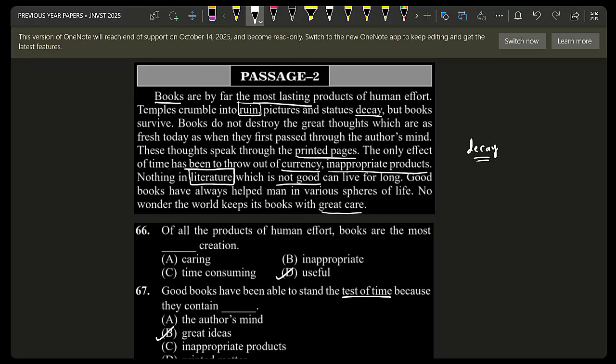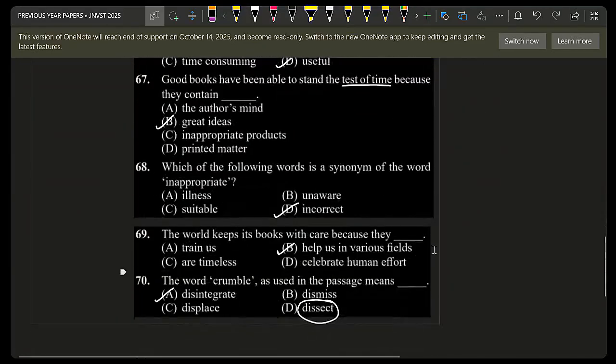Okay. Sir, 68th question, option B. What is the meaning of unaware? Unaware means you don't know. We don't have any knowledge of that. We don't know it. That is unaware. Okay, sir.